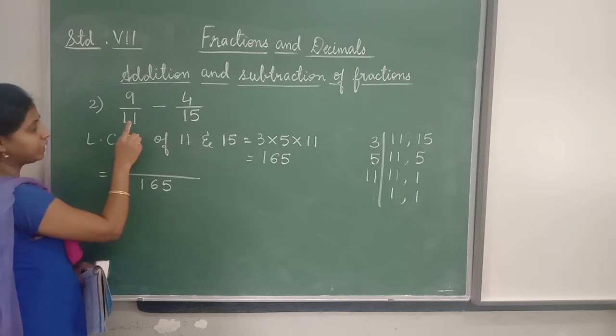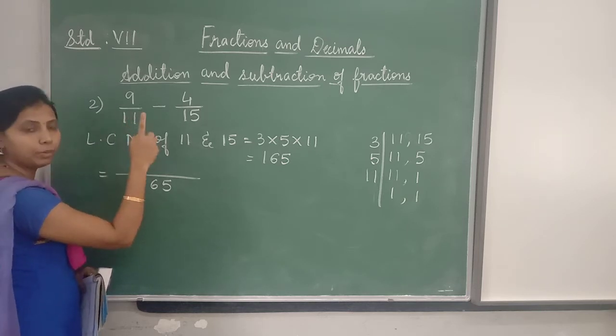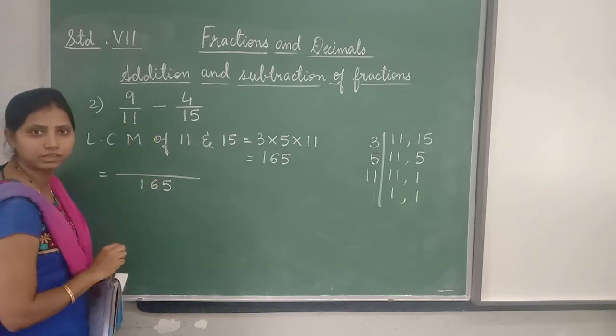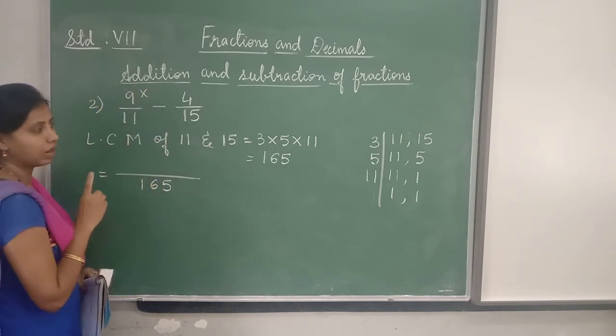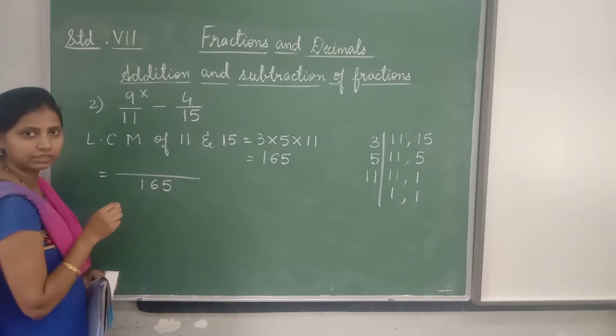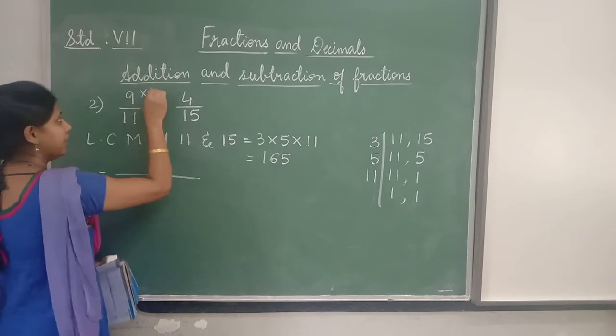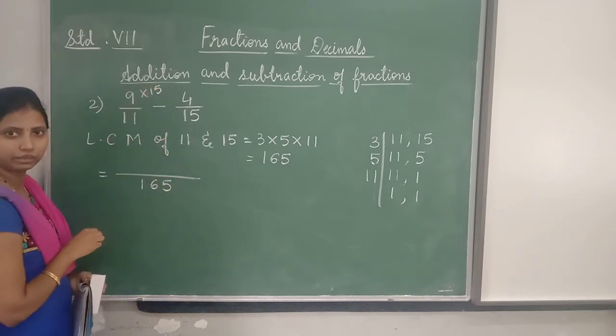Okay. Now multiply. See the denominator. First fraction denominator is 11. To 11, what if I multiply? I am going to get 165. Yes, that number you have to write here. So 11 15s are 165. So write into 15 here.